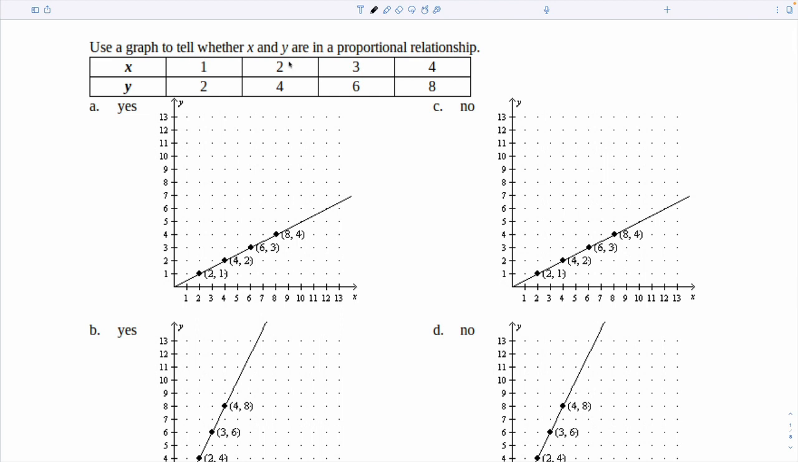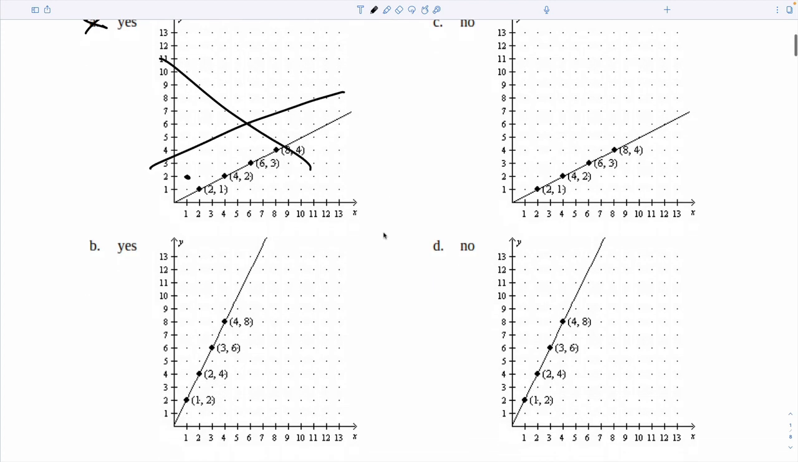Number 1 is asking us to compare the table with our different graphs, and they give us 4 different points. You should be going over 1 up 2. Letter A does not have 1, 2 graphed. It switched them, so A is not the answer. Cross it out. B goes over 1 up 2.